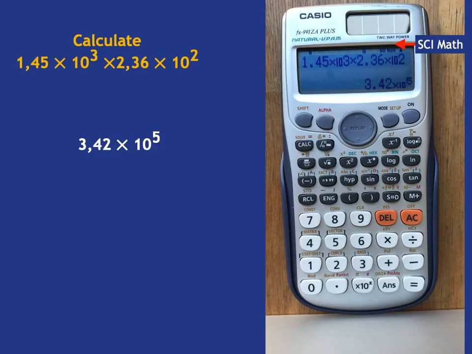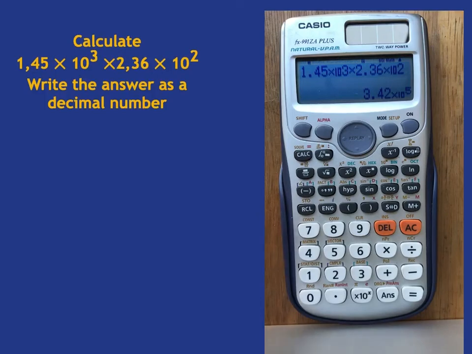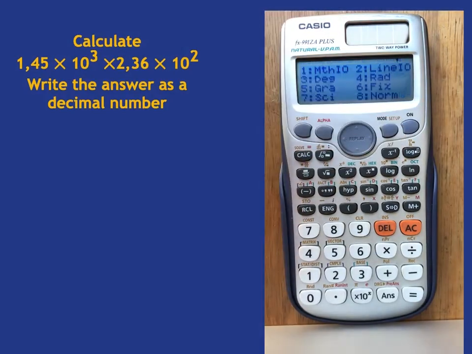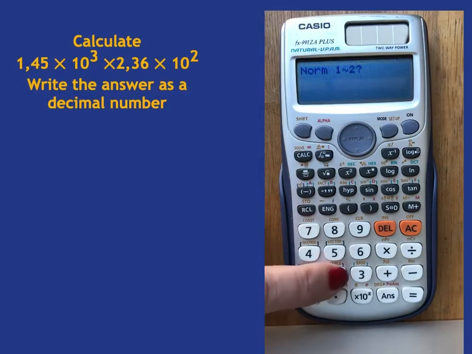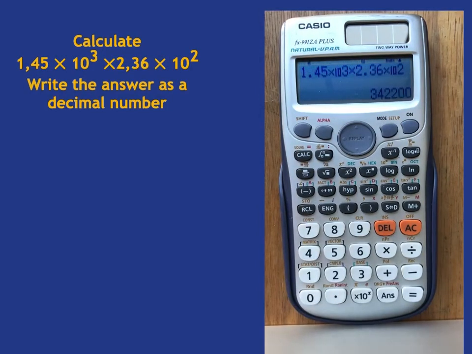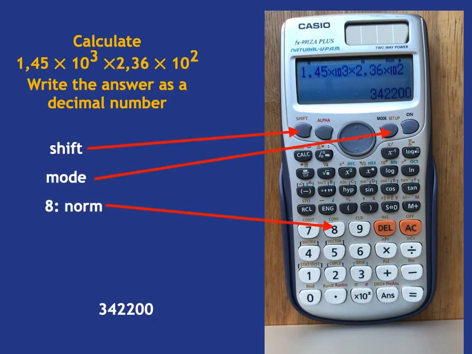So how do I take my calculator out of scientific notation mode? I proceed as follows. Shift mode, but in this case I'm going to choose 8 for normal mode and 2. And I'll get my answer straight away as 342200. So let's recap that. It's shift, mode, and then this time 8 because you want normal mode. It gives you a choice of 1 or 2. Choose 2 because 2 will turn bigger scientific notation numbers into decimal numbers, whereas 1 won't.